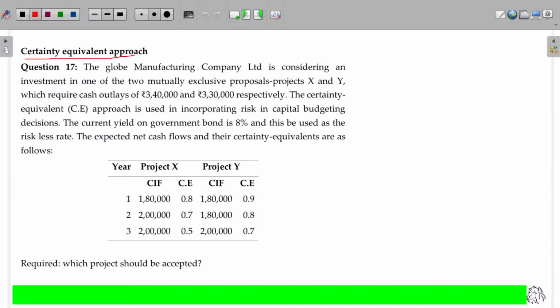Certainty equivalent approach. In case of capital budgeting, everything is only expectation. If I buy this asset for 10 lakhs, this will give me returns of 2 lakhs rupees for 6 years. Clear? Now the question is, is it sure?